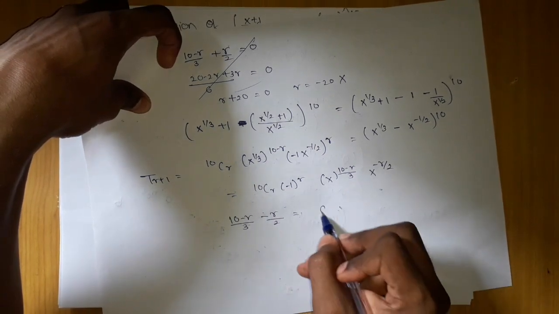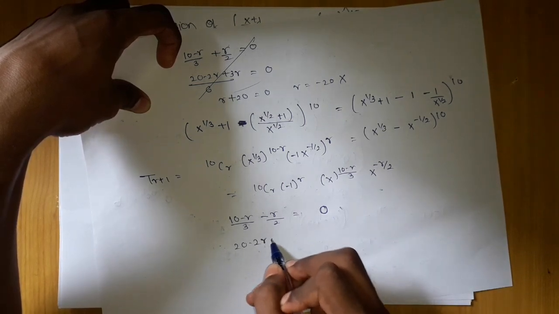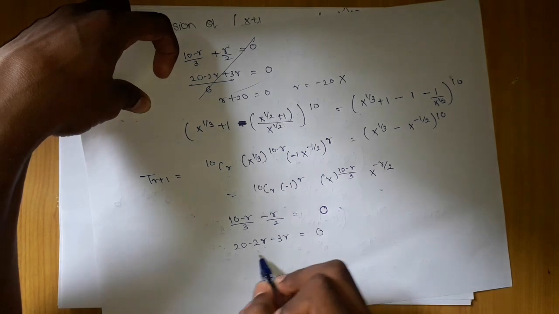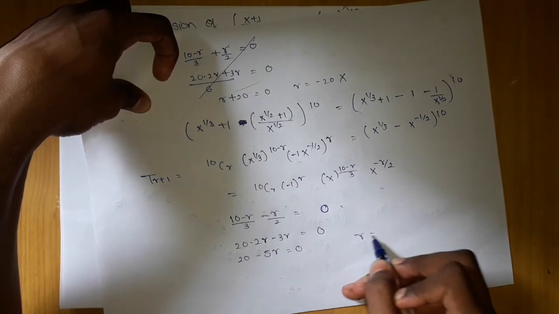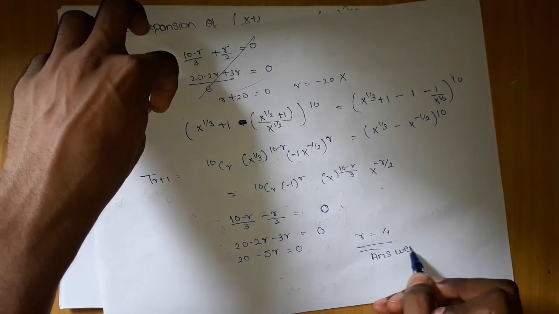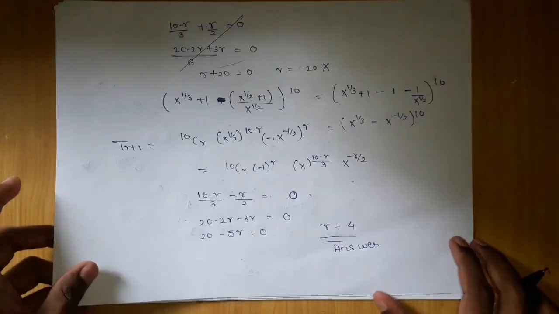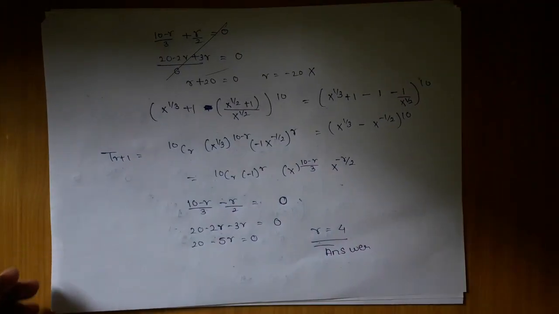You have to equate this power to 0. The moment you equate 20 minus 2r minus 3r to 0, giving you minus 5r plus 20 equal to 0, giving me r equals 4. So this is your answer. Okay, you cannot get r negative. If you make a mistake, then only you can get r negative; otherwise it is not possible to get r negative.